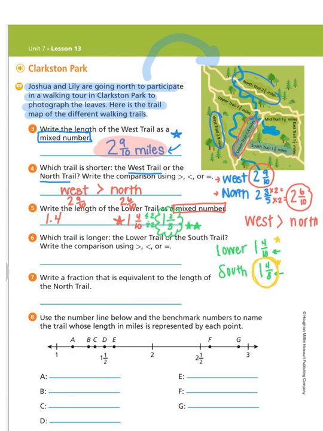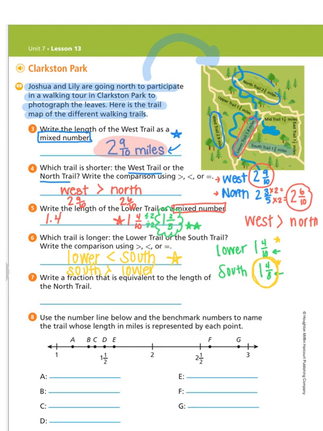So if I were going to compare the lower and the south trail, I would say that the south trail is greater. So the lower trail is less than the south trail. You could have also written it like the south trail is greater than the lower trail. Give yourself a star if you got that right. Nice work. The last one says, write a fraction that is equivalent to the length of the north trail.